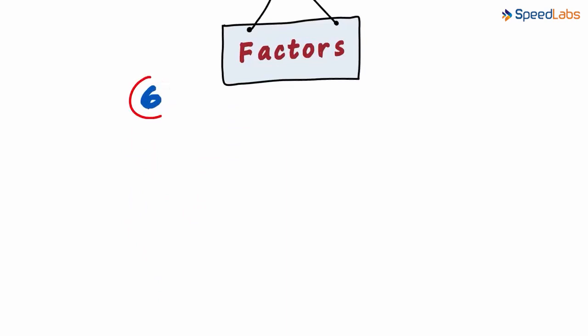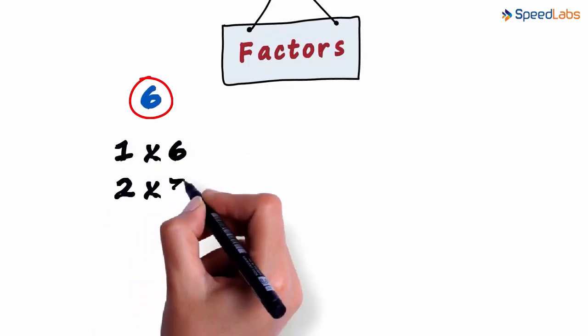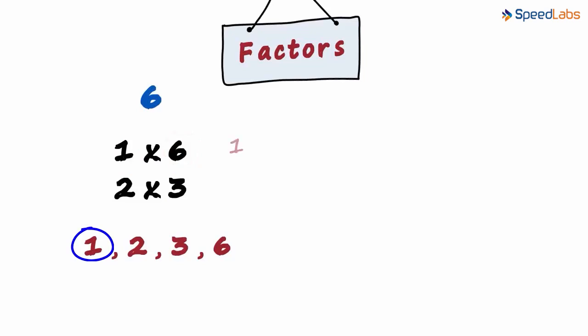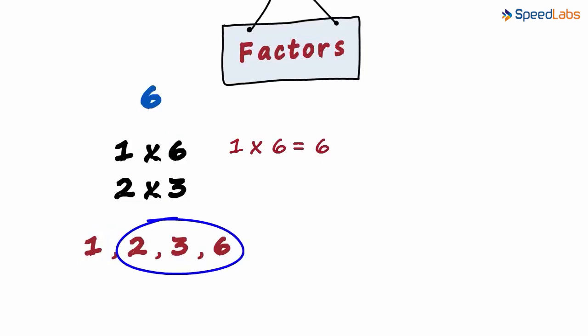We can write 6 as 1 multiplied by 6 and also 2 multiplied by 3. Is there any other combination you can think of? No, there isn't any. So the factors of 6 are these four numbers: 1, 2, 3 and 6. 1 is a factor of 6 since there is some natural number that it can be multiplied with to get the original number. Similarly, 2, 3 and 6 are also factors.